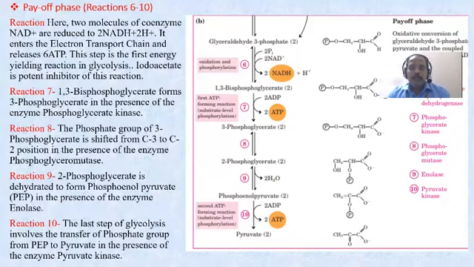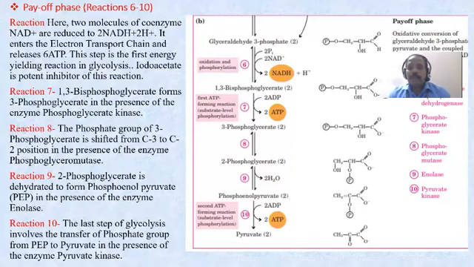Here, when glyceraldehyde 3-phosphate undergoes the payoff phase reactions, this conversion is mainly catalyzed by glyceraldehyde 3-phosphate dehydrogenase, and ultimately it is converted to 1,3-bisphosphoglycerate. Here NAD is involved in this reaction, 2 NAD are involved in this reaction.